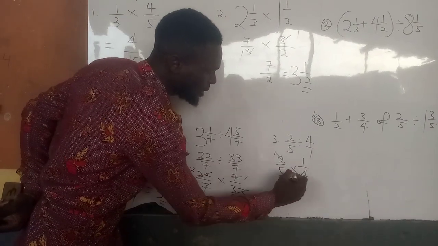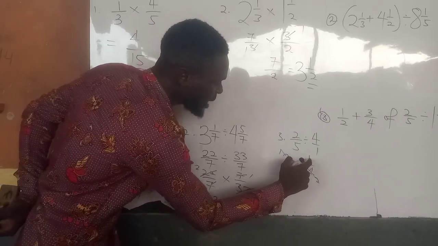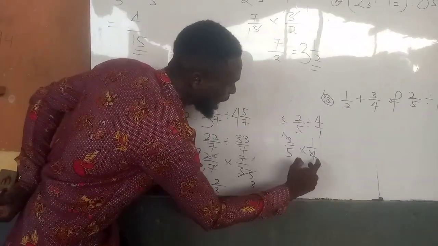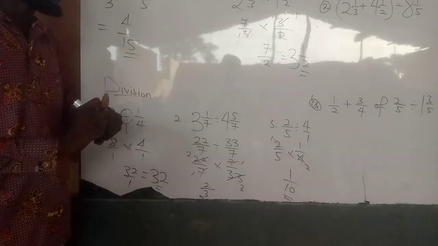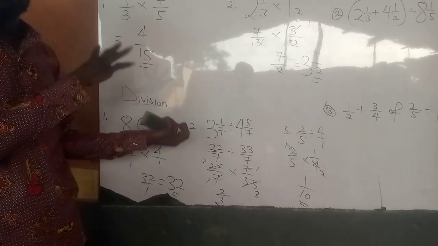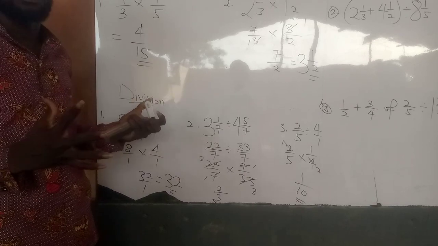So 2 here 1, 2 here 2. So 1 times 1 is 1. 5 times 2 is 10. And this becomes my answer. And this is how we solve for multiplication and division of fraction.